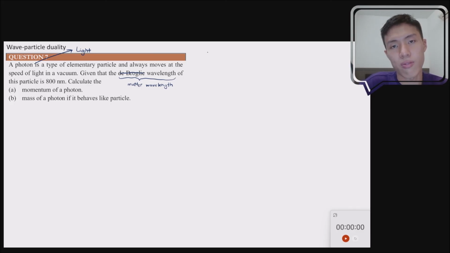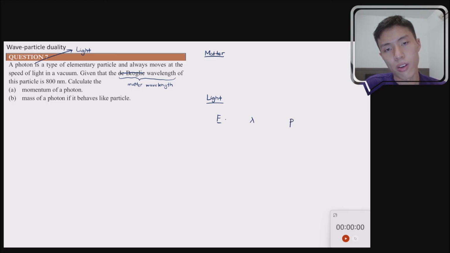For this particular chapter, there are a few mind maps that you need to know. There's a mind map for matter. There's a mind map for light. Not a mind map, but more like an equation map. For light, you need to know how to relate the energy, the wavelength, and the momentum. Energy and wavelength can be related through E equals hc over lambda. Wavelength and momentum are related by P equals h over lambda.